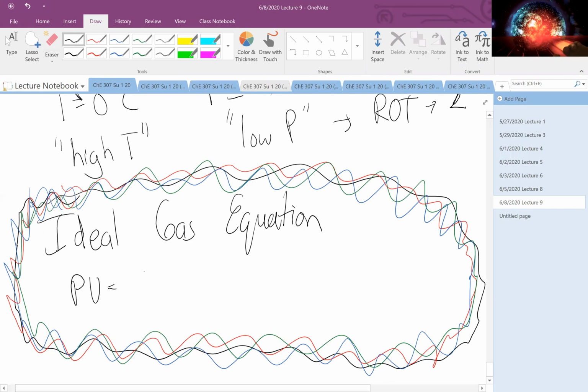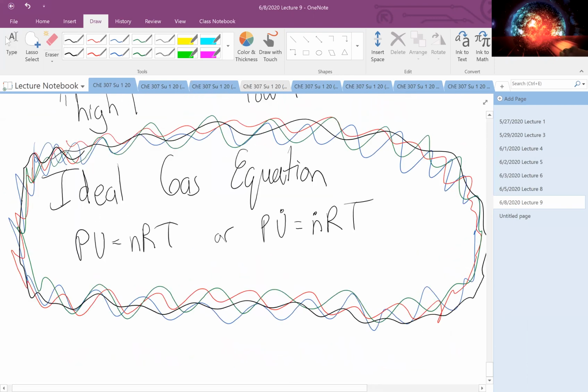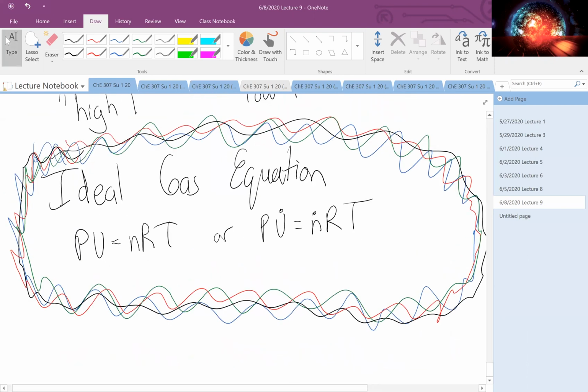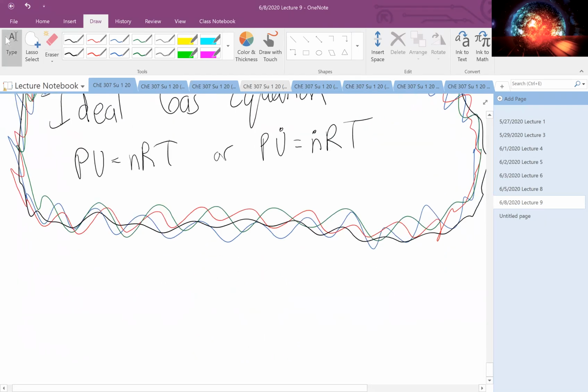PV equals nRT, or if we're looking at flows, PV dot equals N dot RT. Once again, it relates the species pressure, temperature, volume, and amount, i.e. moles, together in a single function. And so, using the ideal gas equation, if I know 3 of those 4 variables, I can calculate the 4th. So, some important things to note.